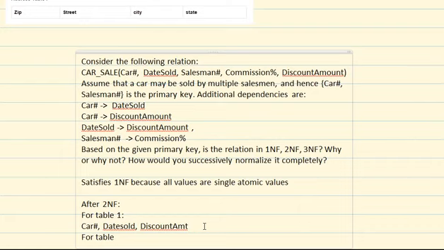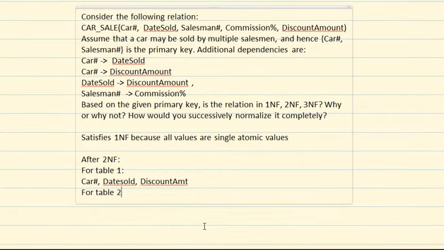So for table 2, we have salesman number and commission percentage.